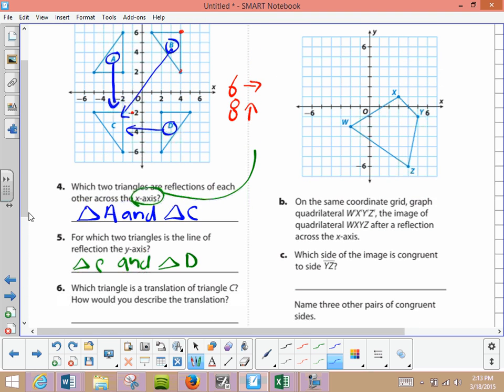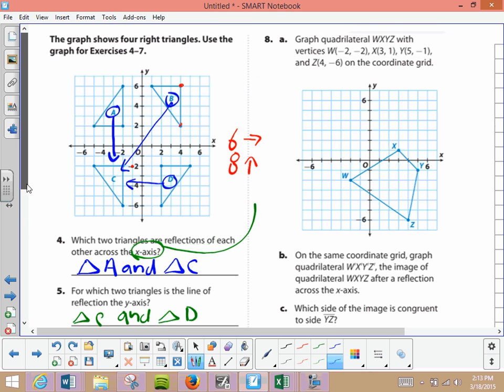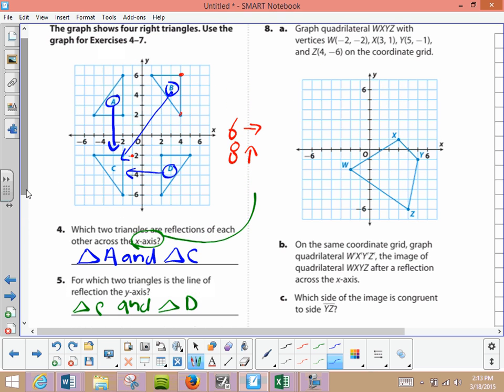For the next one, graph the quadrilateral, which is already on there. On the same coordinate grid, graph quadrilateral W, X, Y, Z prime, the image of the quadrilateral W, X, Y, Z after the reflection across the x-axis.